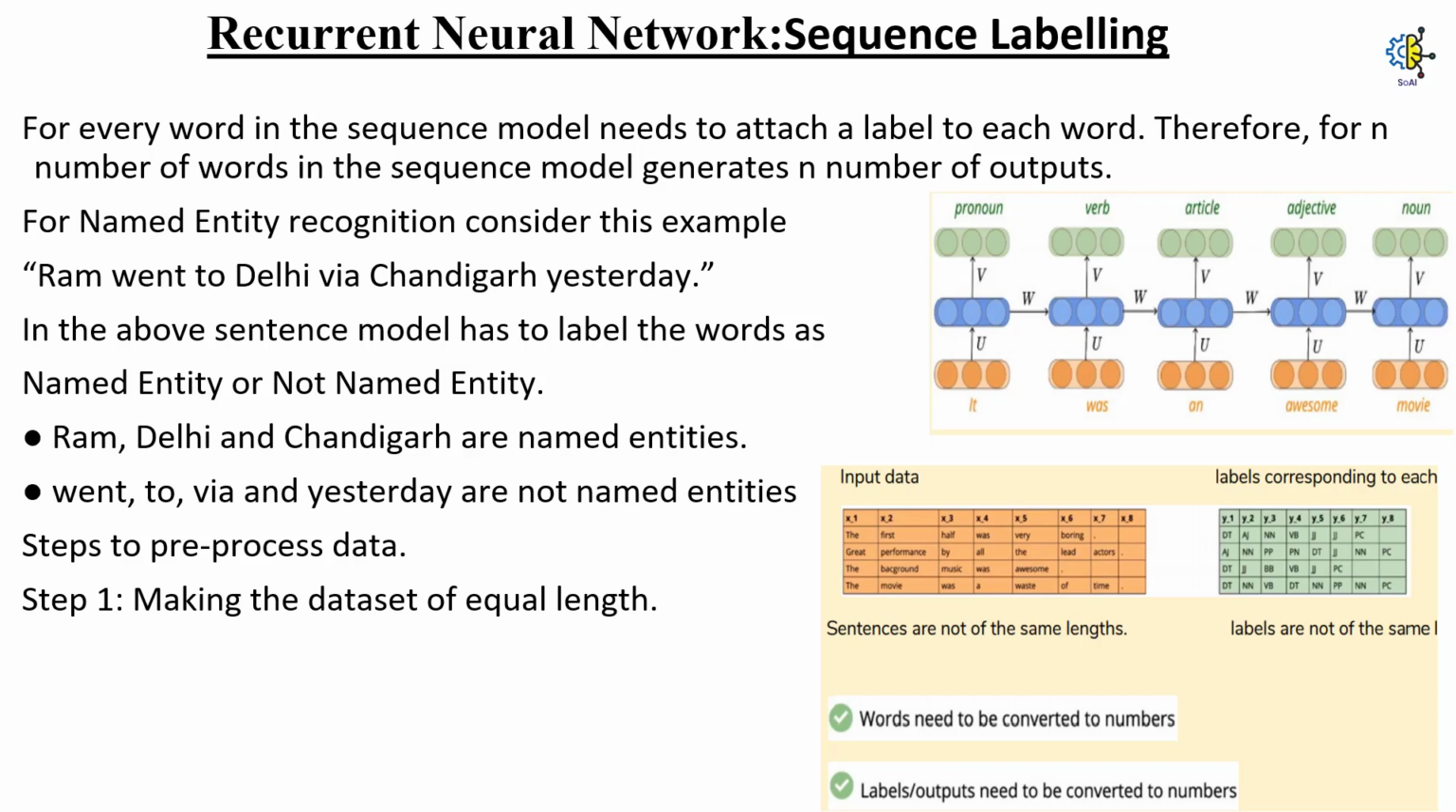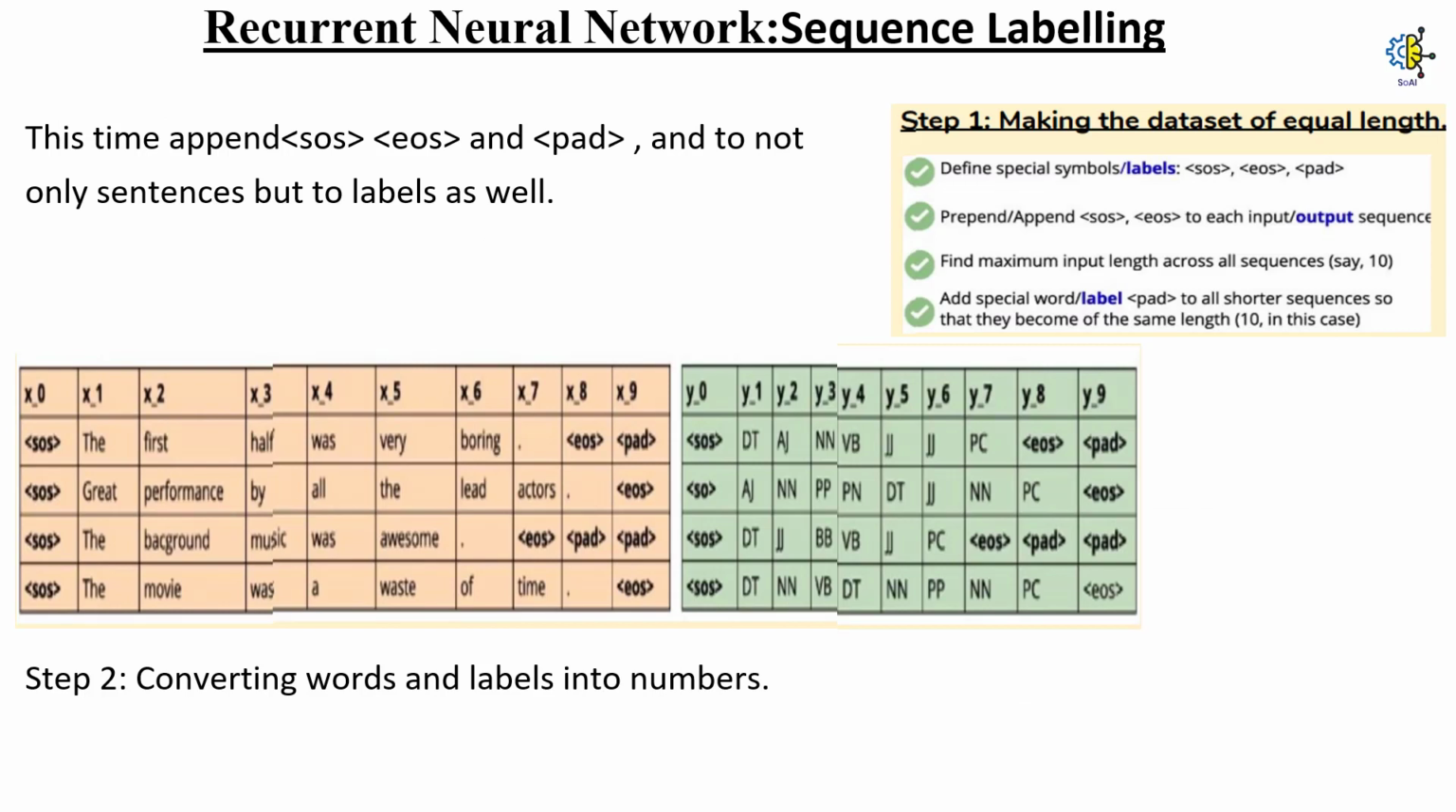Steps to pre-process data, making the dataset of equal length. This time append SOS, EOS and PAD not only to the sentence but to the label as well. Making the dataset of equal length, we should define special symbols or labels like SOS, EOS and PAD.